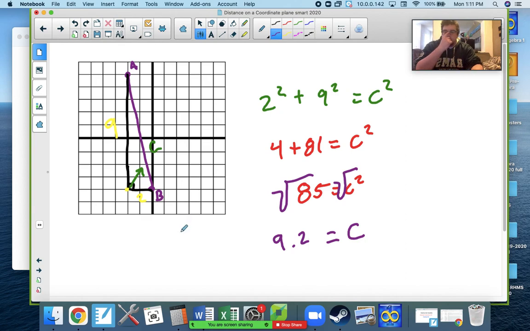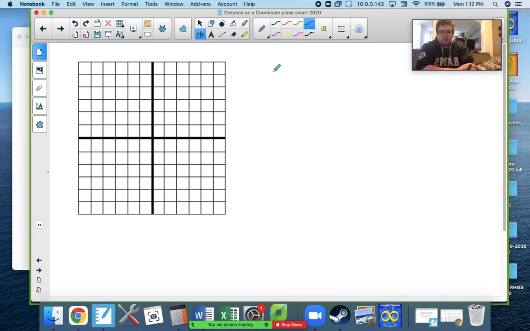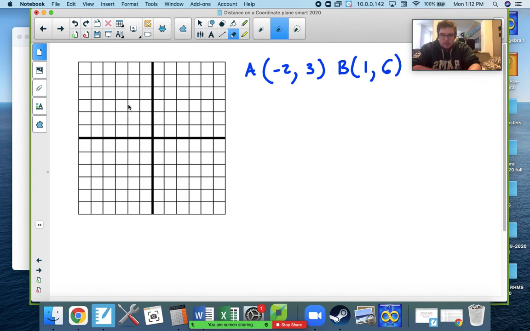It is also possible to set up these problems without having to graph a single point. I'm going to keep the graph here just so we can check. Let's say point A is listed at -2, 3, and point B is listed at 1, 6. We could easily come over to our graph. -2, 3 is right here. 1, 6 is right there. We could easily count the squares.